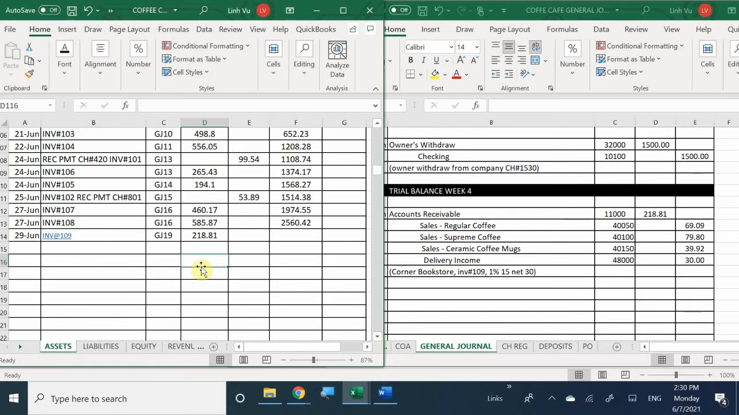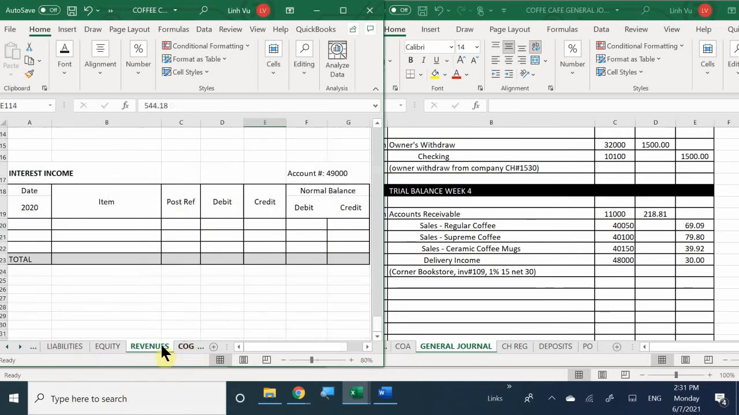Then when we go to sales, regular coffee. Well, what was the account balance in my accounts receivable? Okay, so we're going to debit 218.81, which brings our running total to $2,779.23. Good. So then now we can go to our next account, which is the sales for the regular coffee. Revenue. Good.